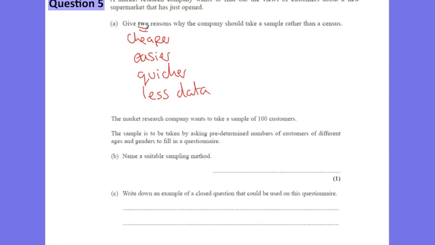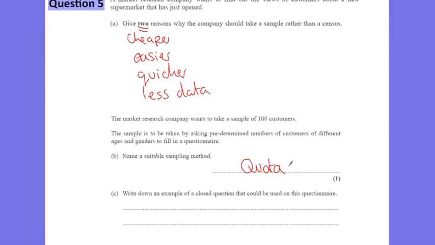The market research company wants to take a sample of 100 customers. A sample is to be taken by asking predetermined numbers of customers of different ages and genders to fill in a questionnaire immediately. Predetermined numbers, different ages and genders. This is quota sampling. We're asked to write down an example of a closed question that could be used on this questionnaire.